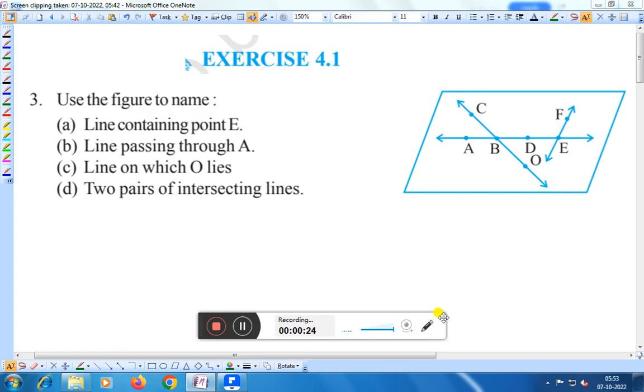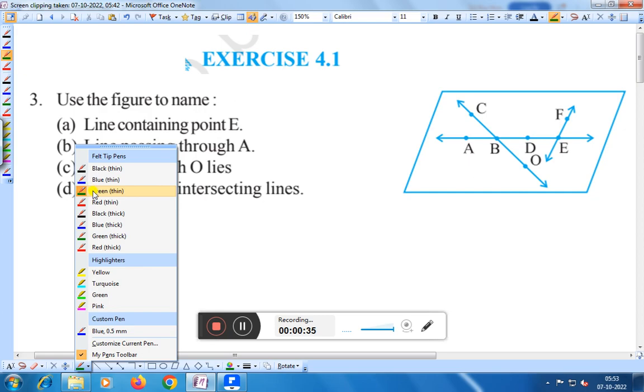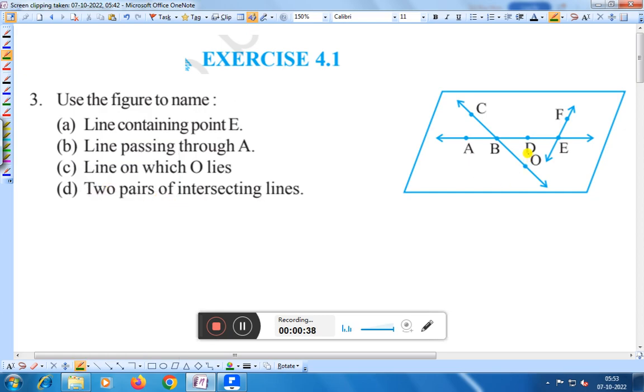Right. First of all, line containing point E. Where is point E? You see, this is point E. This is point T, and this one is point E. Now, the line containing point E. We'll find that line for question number A. This is the point E, right?